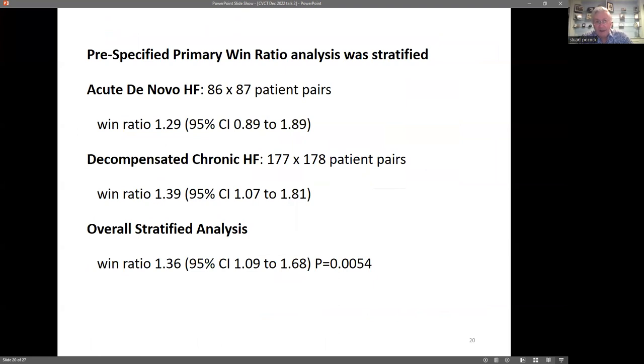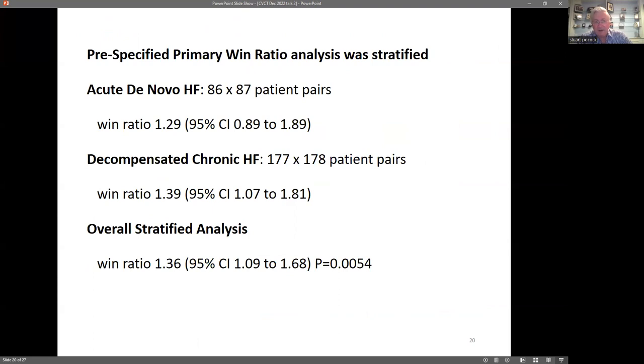Now, there's always a complexity. The extra complexity here on top of missing data was that the win ratio analysis for the primary analysis was stratified. They had two types of patients which they thought differed. There were those with acute de novo heart failure and those with decompensated chronic heart failure. And they split them into two separate groups.